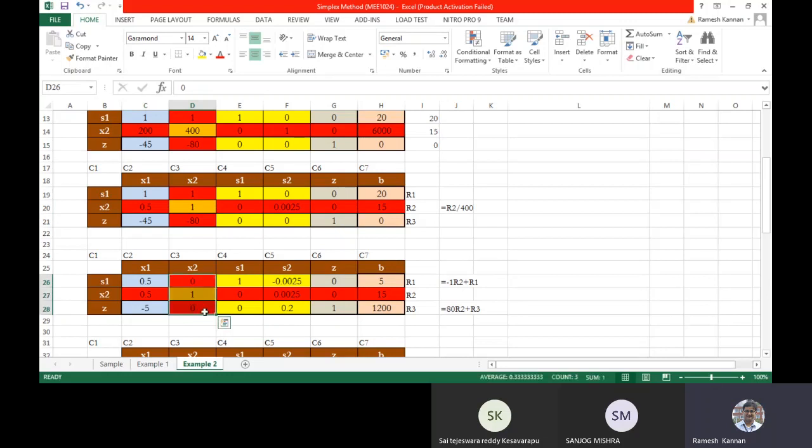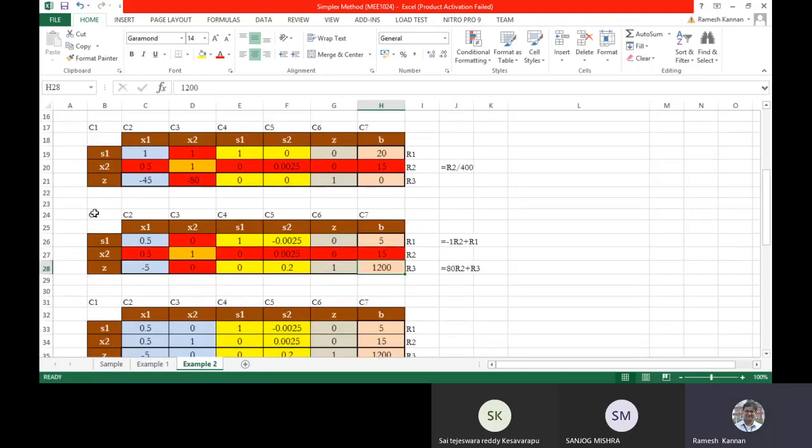So we have completed one iteration, but you should do the other elements too. For example, 18 into 0 is 0 plus 1 is 1. 80 into 15 is 1200, plus 0 is 1200. So that is how you get this particular thing, and this is the completion of the first iteration. So we made the pivotal element 1 and made the other elements in the key column 0.